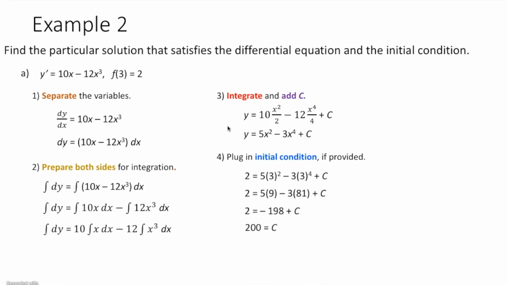This is not your answer. You need the particular solution, which is the general solution when you plug in your value of c that you found with the initial condition. All that's left for you to do now is to rewrite this in standard form. So take this negative 3x to the 4th, move it out front, and you are done. This is your particular solution to this differential equation with this initial condition.